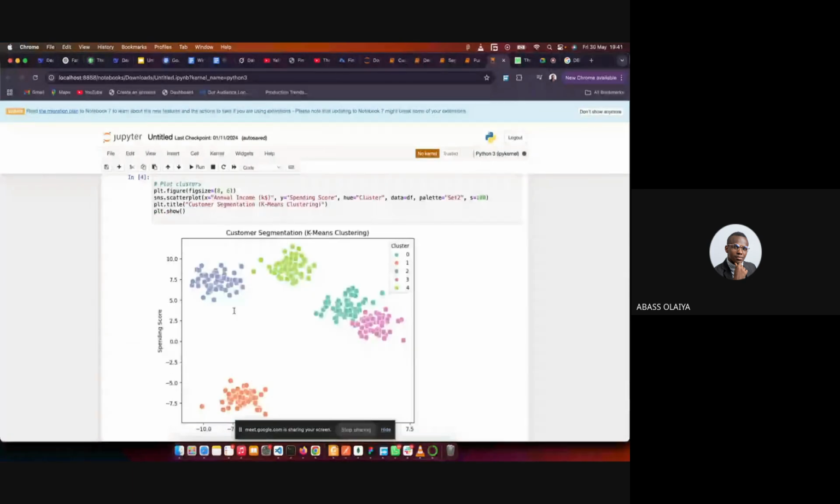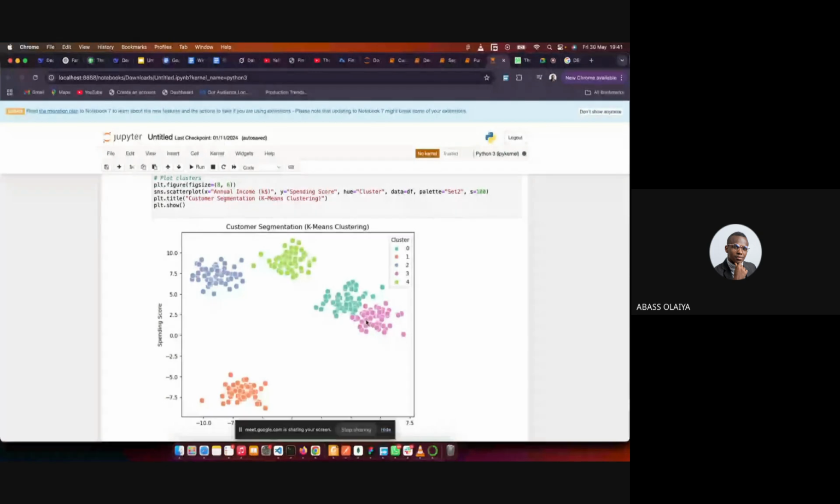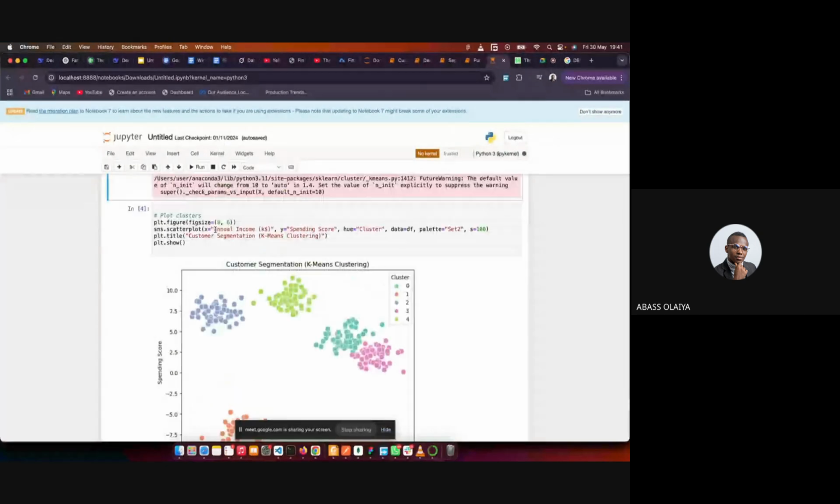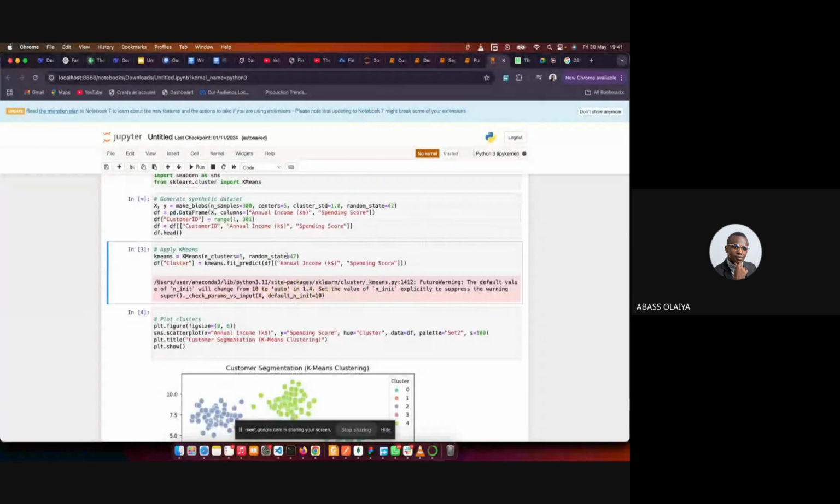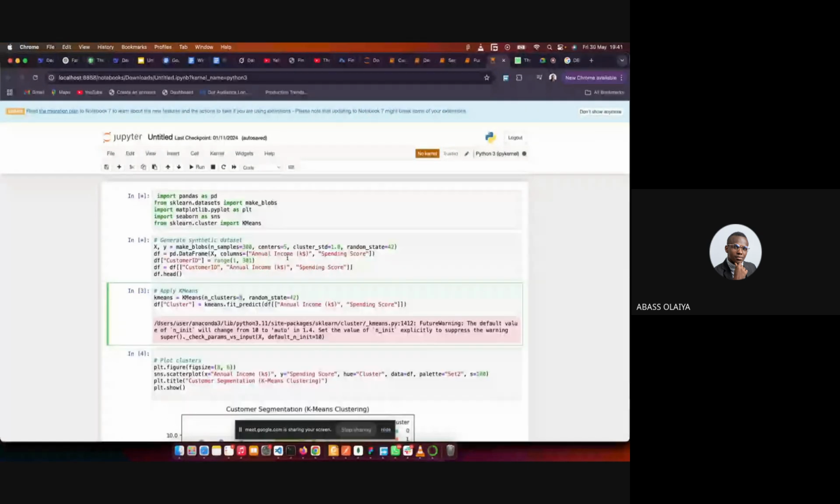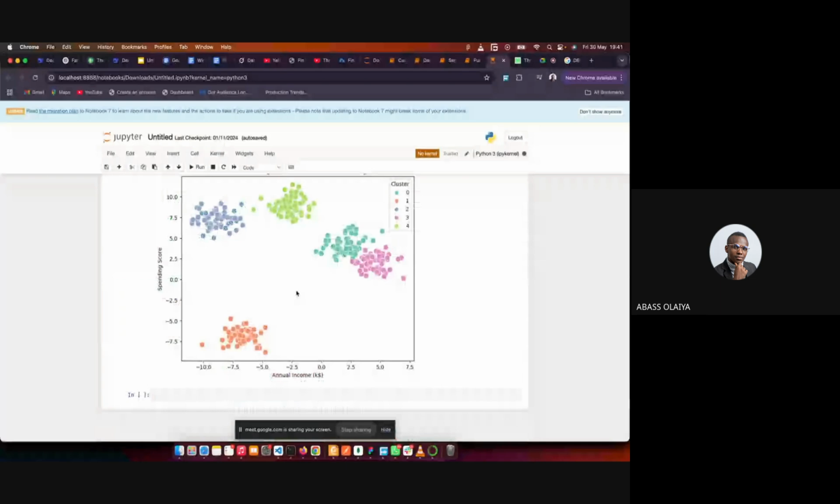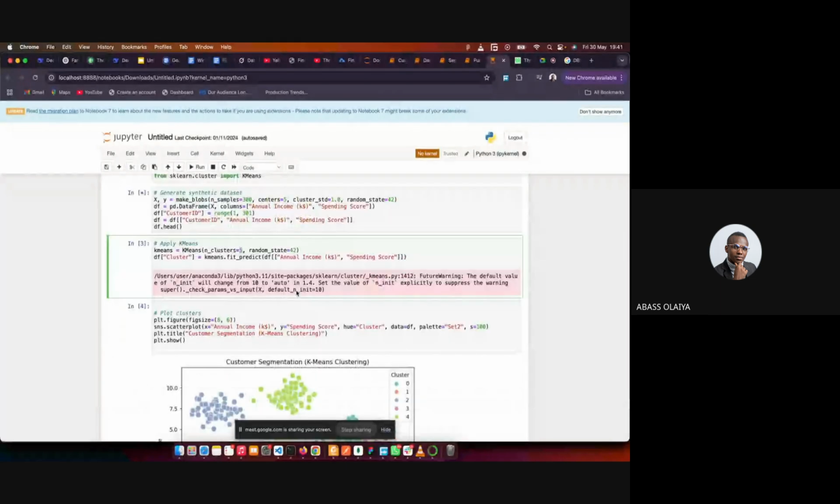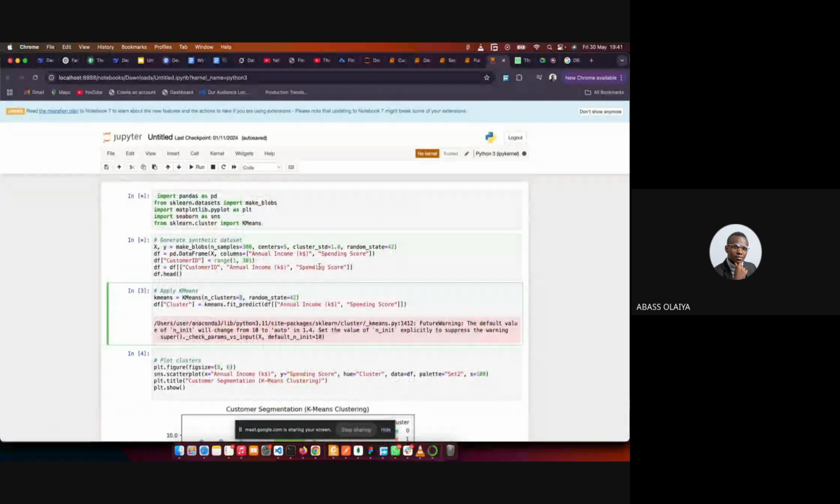So here we are doing 5 clusters, and that's what I have here. Notice I'm still using the same random state 42, but you can choose your own lucky number. You can use any random state you like. I'm just using the same random state so that we can get the same data set. But I don't know why it's taking forever to finish running this.